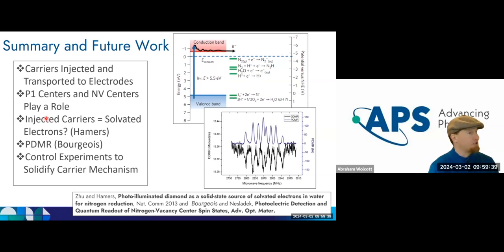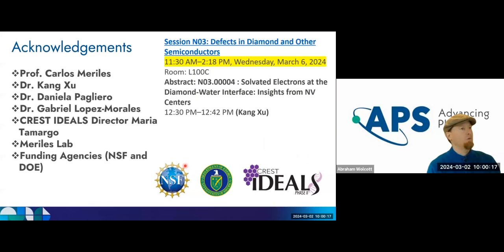So we've got injected carriers, which could be solvated electrons, similar to Hamers in 2013, where he did a photoreduction of nitrogen into ammonia using solvated charges with hydrogen terminated diamond. But we could also do photocurrent detected magnetic resonance, similar to Bourgeois and Nesladek, which is also highlighted in the bottom right. In the near future, this is a bit of work that's in preparation, but we need additional control experiments to solidify the carrier mechanism in our work.